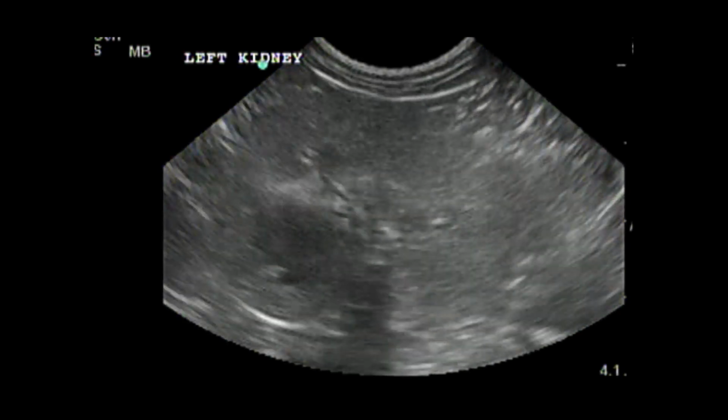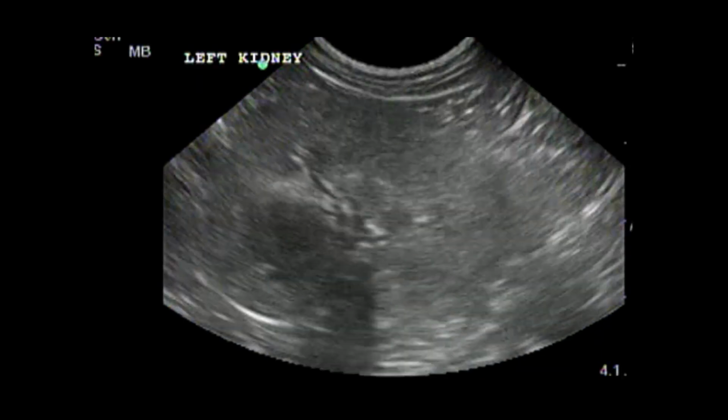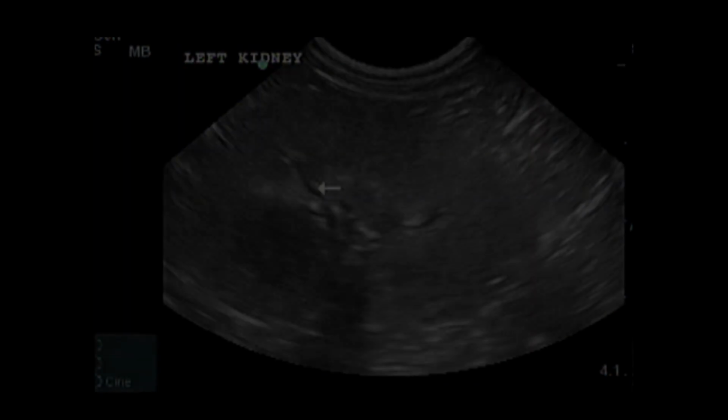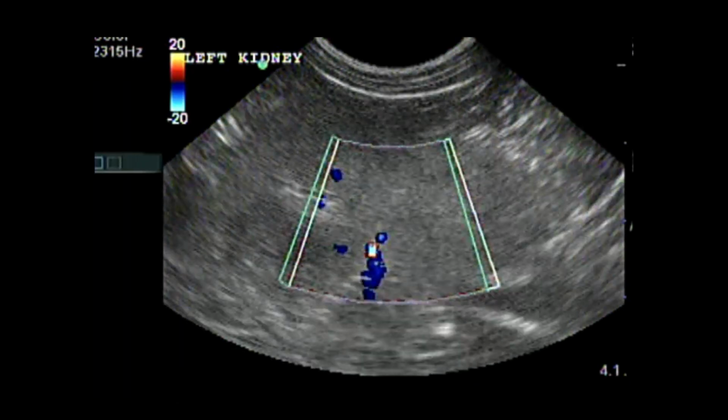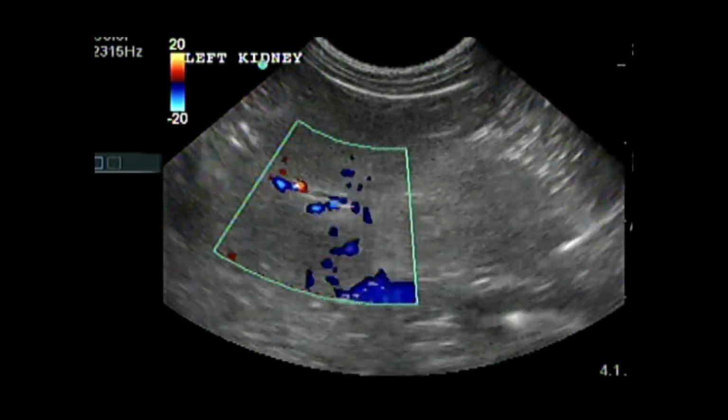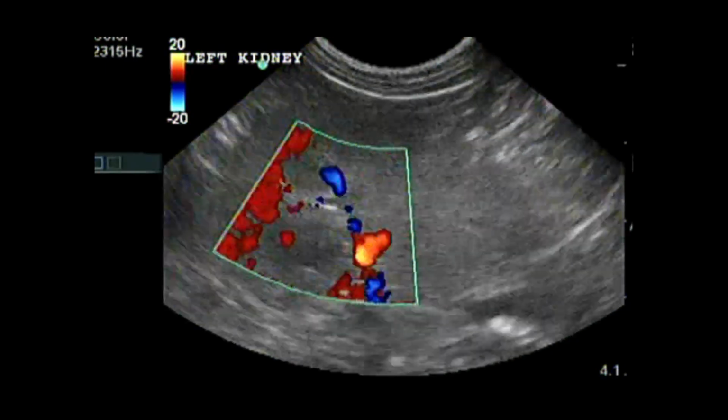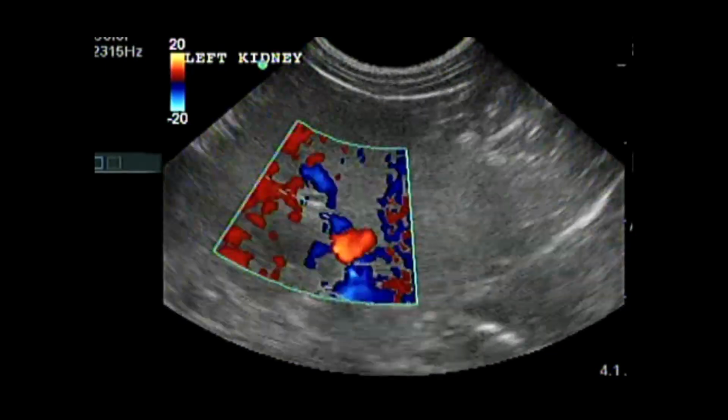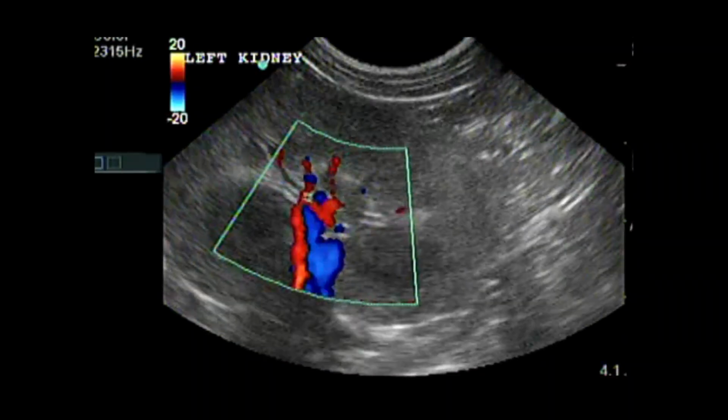Normal blood vessels of the kidneys are anechoic on ultrasound, as are the lesions of cysts, dilated renal pelvis, dilated pelvic diverticuli, and dilated ureters. Color flow Doppler helps to identify blood flow and differentiate between normal anechoic blood vessels and anechoic lesions.